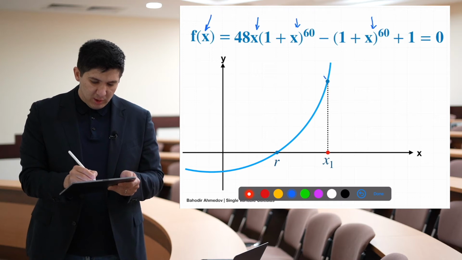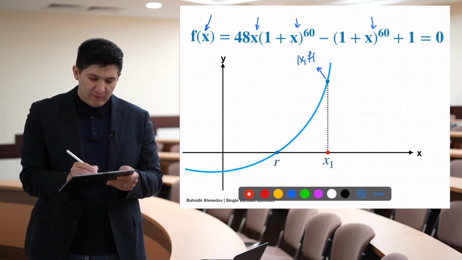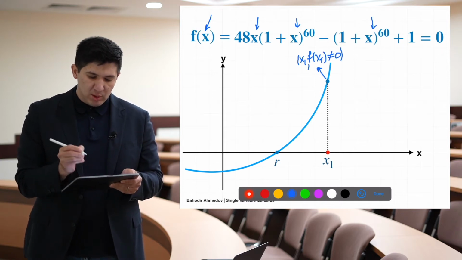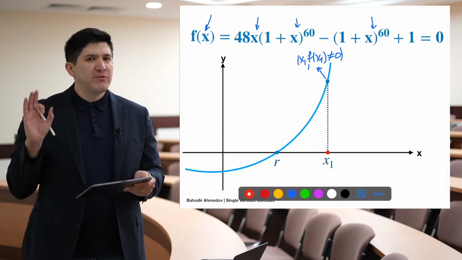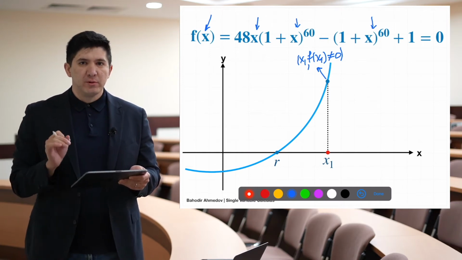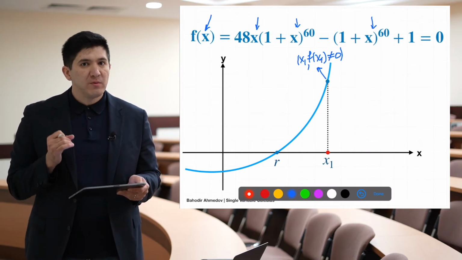So this point here has the coordinates x1 and f of x1, and obviously f of x1 is not equal to 0, so that's why x1 is not the root. But this was our very first guess for the root. So I would like to improve my guess to find a root.